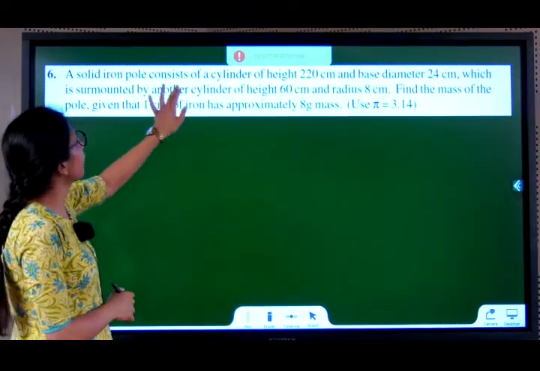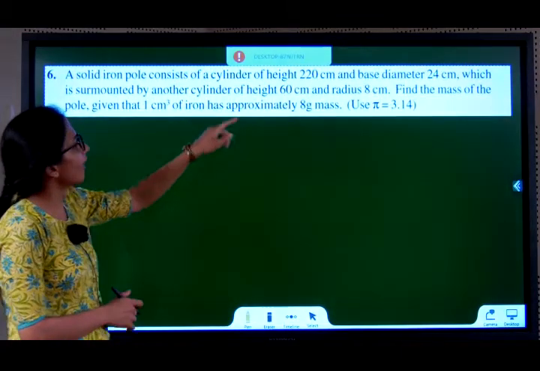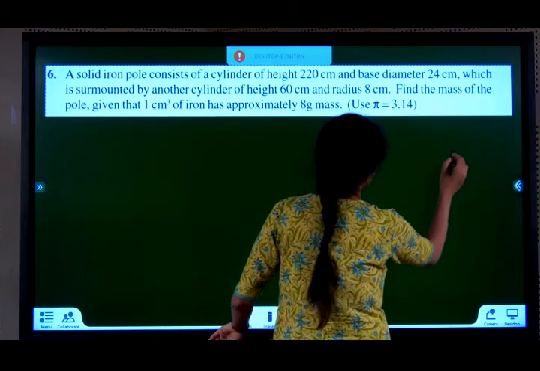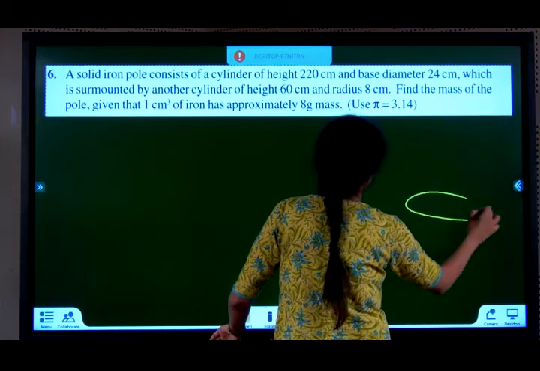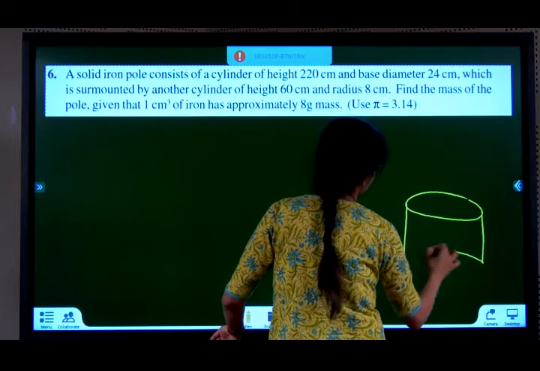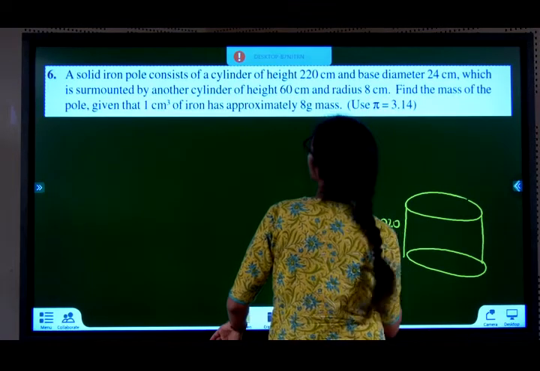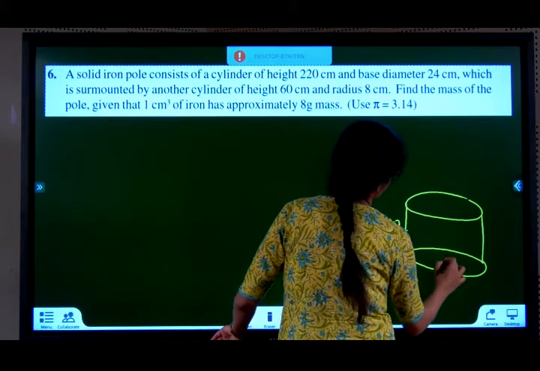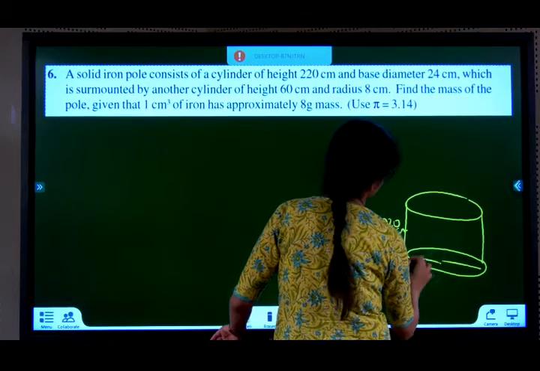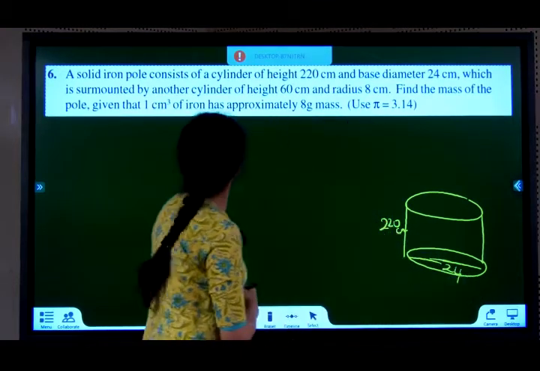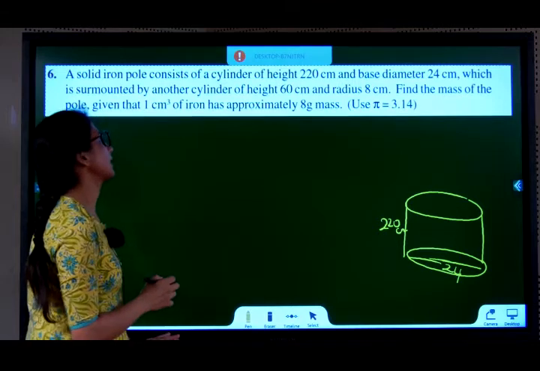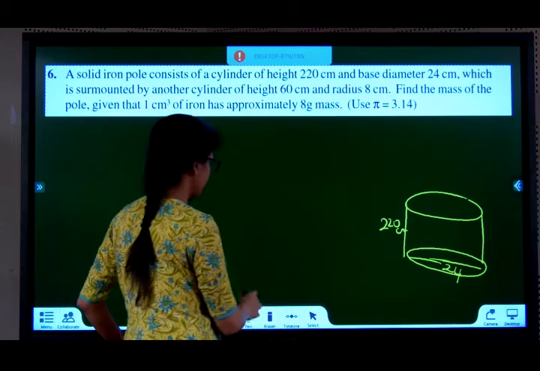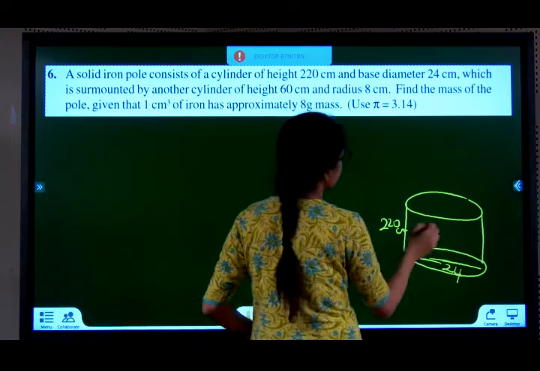Question 6. A solid iron pole consists of a cylinder of height 220 centimeters and base 24 centimeters, which is surmounted by, that means it is below, another cylinder of height 60 centimeters and radius 8.